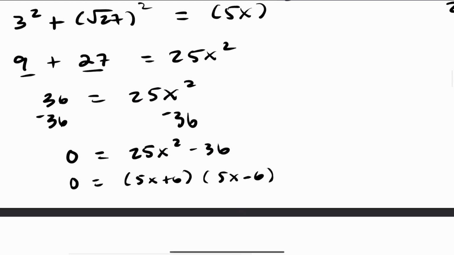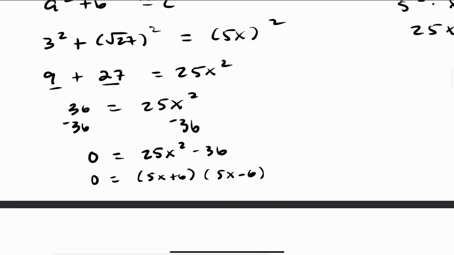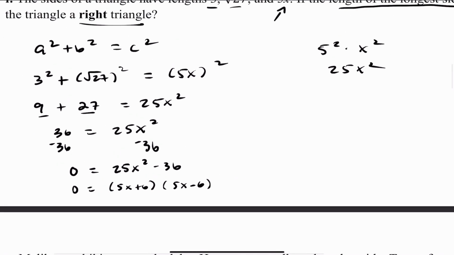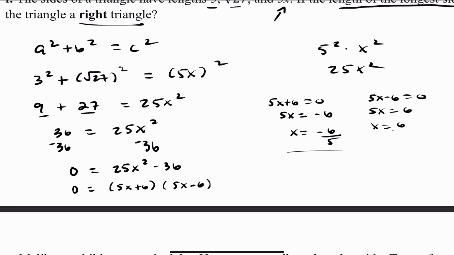So then I'm not done because I need to solve for the indicated variable. I'm solving for x. So take this factor and set it equal to 0. So you get 5x plus 6 equal to 0. If you subtract 6 on both sides, you get 5x equals -6, so x is equal to -6 over 5, okay? That's one of your answers. Let's do the other factor. Set that equal to 0, so 5x minus 6 equal to 0. 5x equals 6, so x equals 6 over 5.